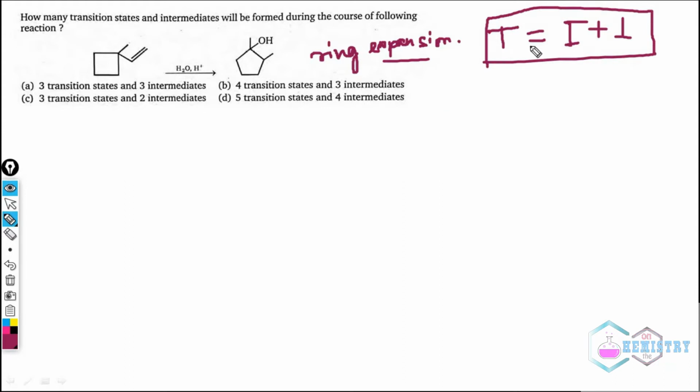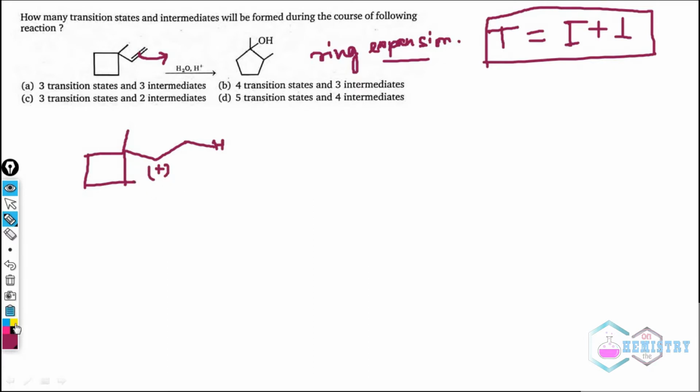Okay, so we find out the number of intermediates and we find out the number of transition states from this formula, and our answer is found. So first what happened, this bond will go and take up an H plus. Obviously the plus charge will form on this position, as this position is more substituted and more stable than this one. So this will be an H and a plus charge will be like this.